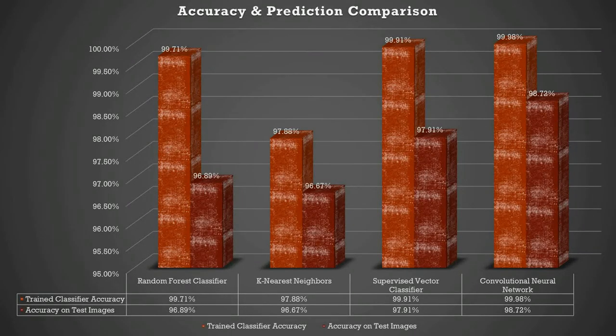So let's see the accuracy for the convolutional neural network. I've been able to get a trained classifier accuracy of 99.98% and an accuracy on the test images of 98.72%. I have also worked with TensorFlow by Google, and I could get an accuracy of 99.70%, which was pretty good.